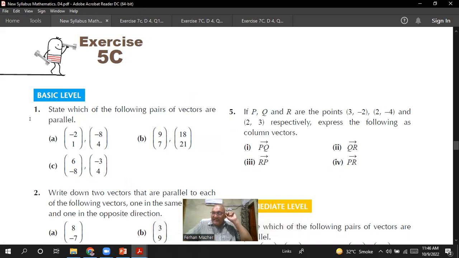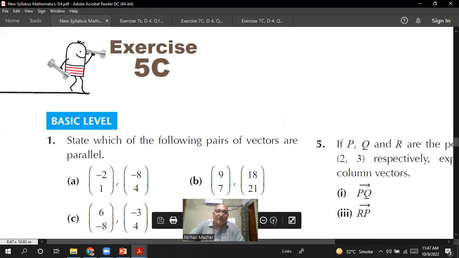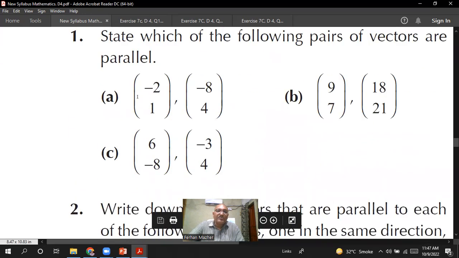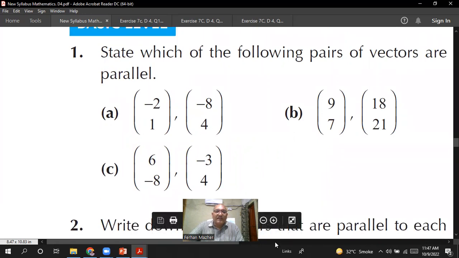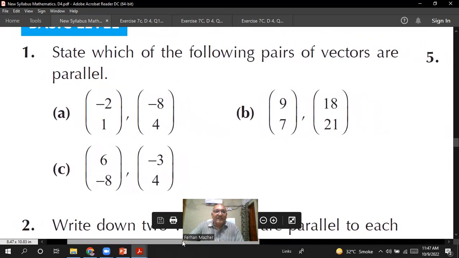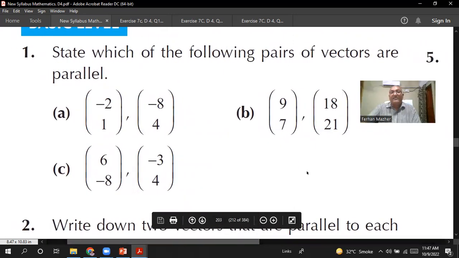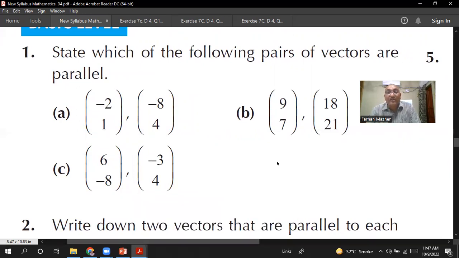Okay, so exercise 7C, most probably in Pakistan, most of the people will have the Oxford University Press book. So the exercise is 7C in that book. Okay, so this is: state which of the following pairs of the vectors are parallel to each other. The column vectors are represented here. And you know in the column vector, the upper portion is X and this is Y. These are the two column vectors of a vector. And they want me to prove if they are parallel or they are not parallel.